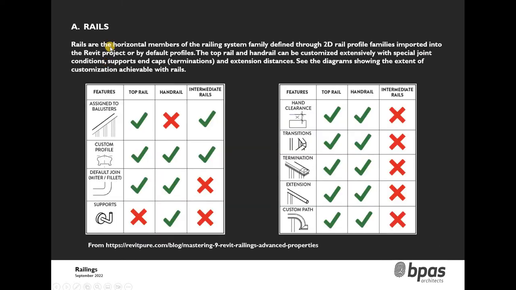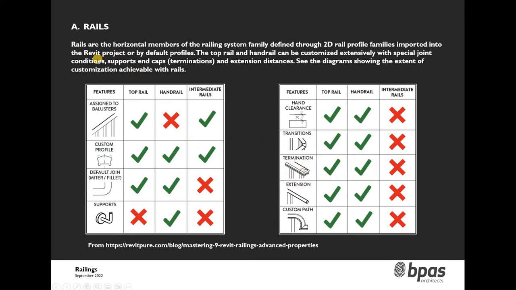On the next page, I describe that the rails are the horizontal members. As you can see in the previous image, they are horizontal members of the rail system, and they are created through 2D profiles. They're never brought into the project as three-dimensional objects. If the railing is going to be made out of the Revit rail system and not a family, it will have to be a 2D profile.